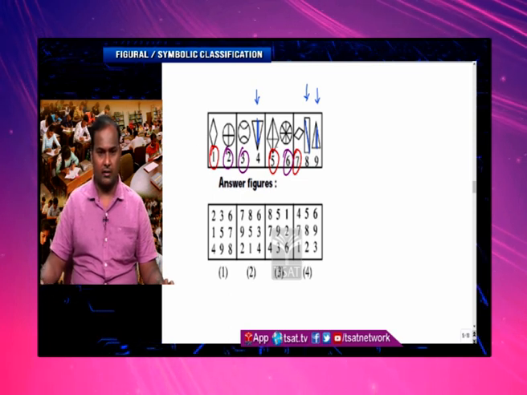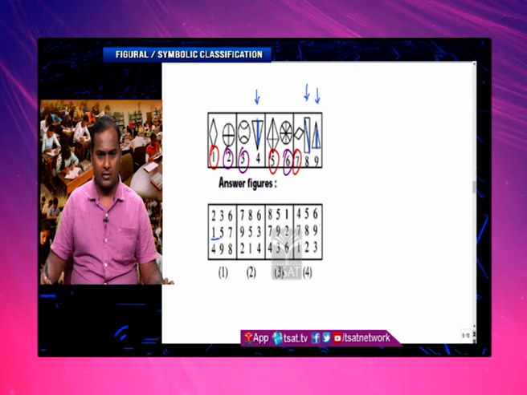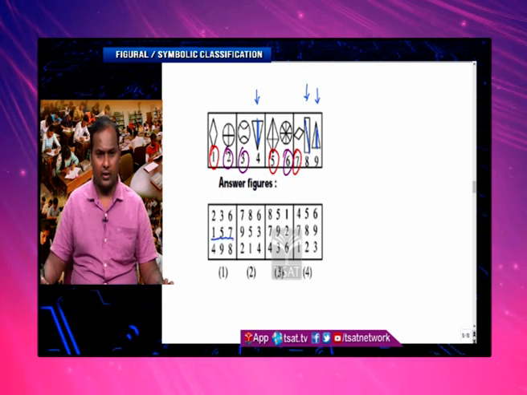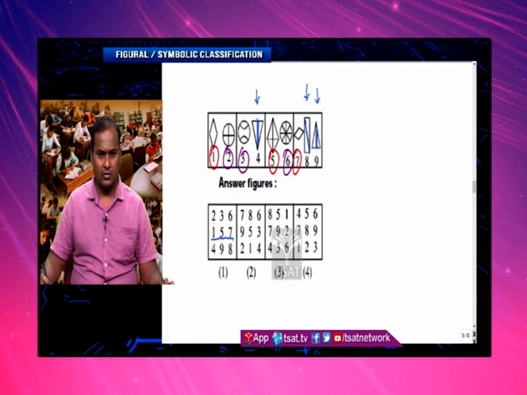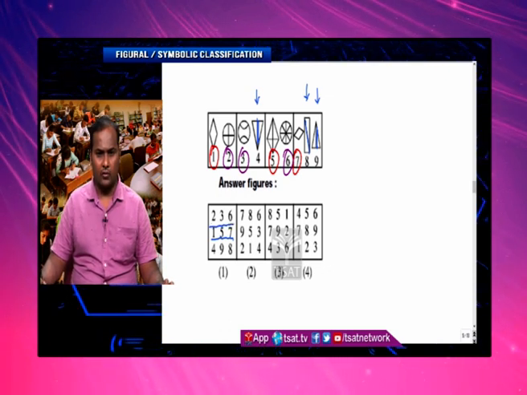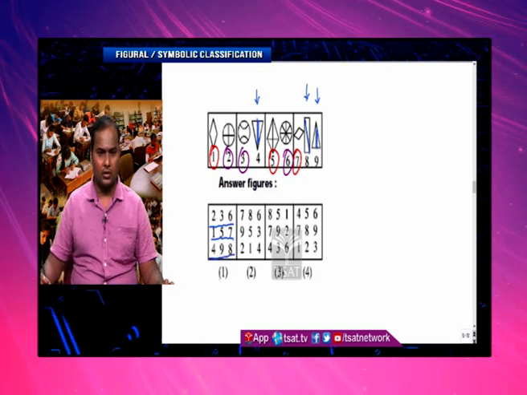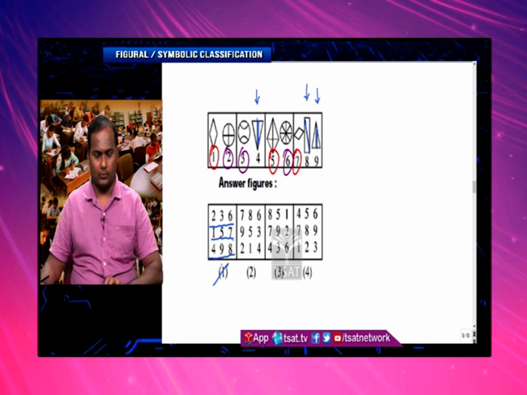So 1, 5, 7 forms one group. So check where is 1, 5, 7. So 1, 5, 7 is one group. In the same way, 2, 3, 6 forms another group. In the same way, the remaining 4, 8, 9 or 4, 9, 8 forms one more group. So your answer is option 1.